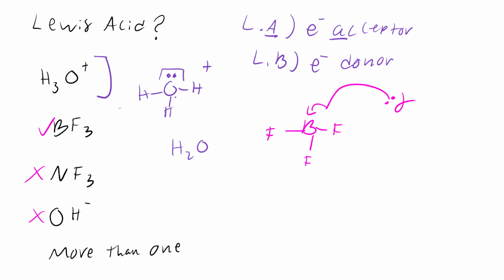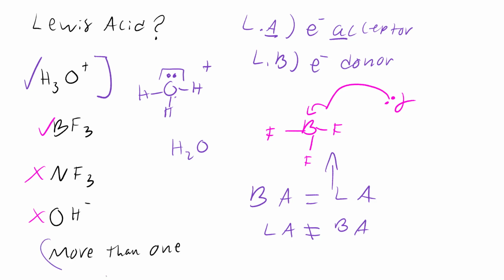Okay. And since it could give away that hydrogen, it can act as a Lewis acid. So the main thing you should know is that Bronsted Lowry acids equal a Lewis acid. However, a Lewis acid does not equal a Bronsted Lowry acid, as we just saw right here. So because this is a Bronsted Lowry acid, it can act as a Lewis acid as well. And so that's pretty good too. And since we have two answer choices, it would be this one, more than one.